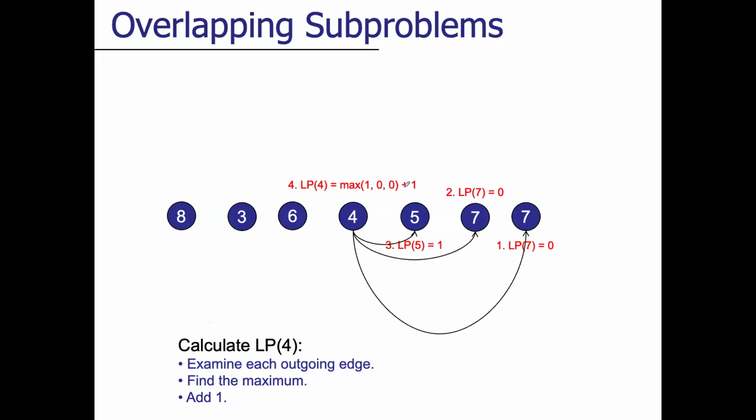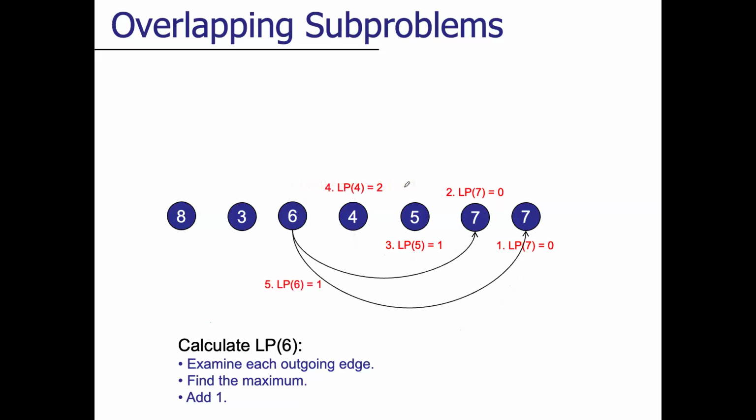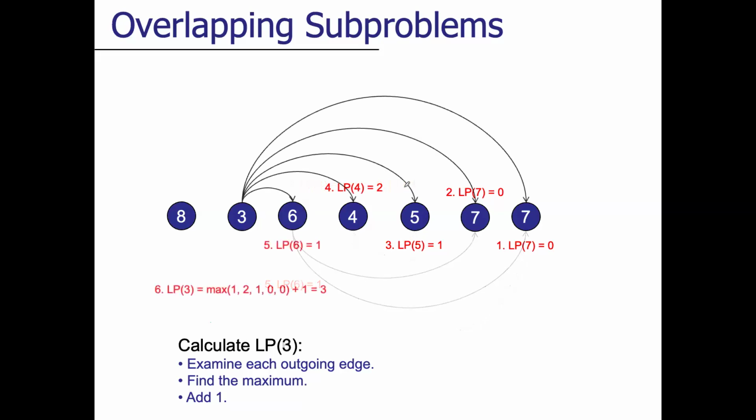Now let's consider how to derive LP3. LP6 would have 2 outgoing edges. Again, we find the maximum result from the remaining 2 nodes and just add 1, right? Then we keep doing this until we get to LP3. Again, we look at the outgoing edges, and we already solved LP6, LP4, LP5, and so on. So LP3 just takes the maximum value among all these LP nodes and adds 1, and this will give us LP3.